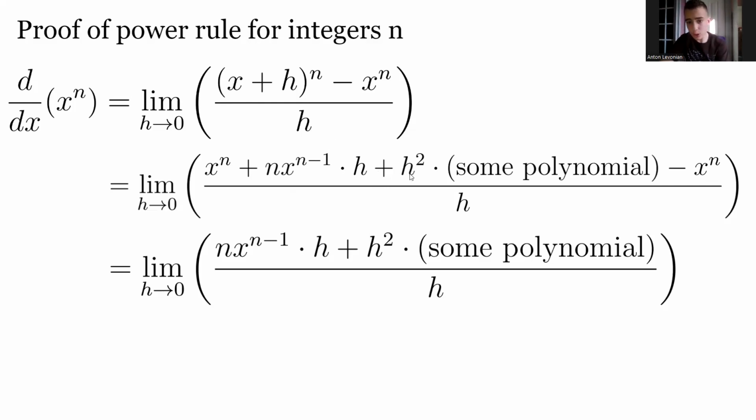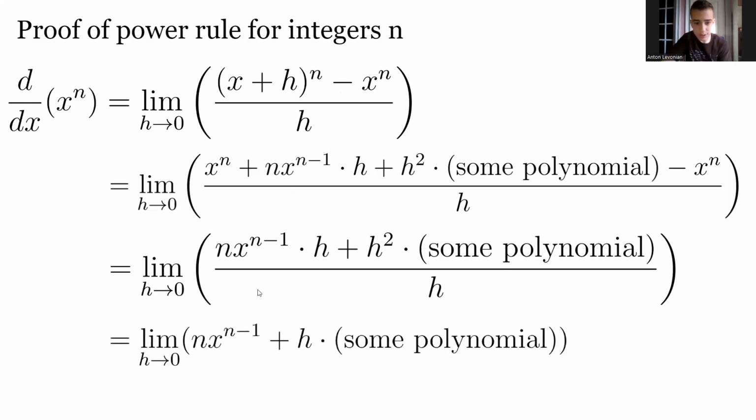And then the rest of the terms all have an h squared as a factor. So h squared times some polynomial. And then, of course, we can't forget the minus x to the n. Once again, the x to the n cancel. We get this right here. And then this simplifies even further. We have the h squared times some polynomial turns into h times some polynomial. And then this h goes away because h approaches 0. And we get the proof of the power rule. For positive integers, once again, that's all we can prove right now.